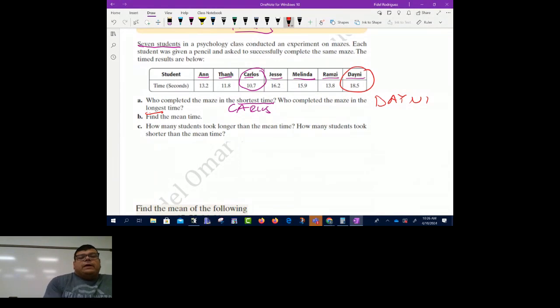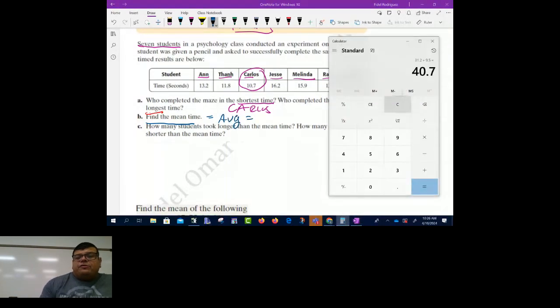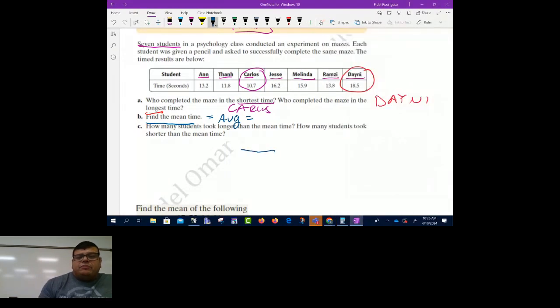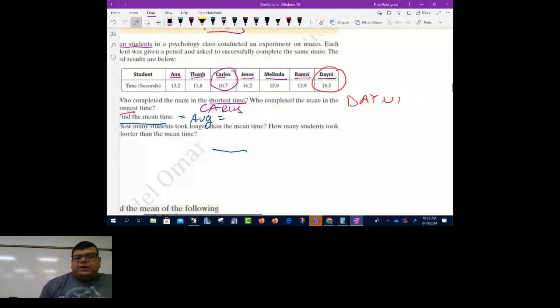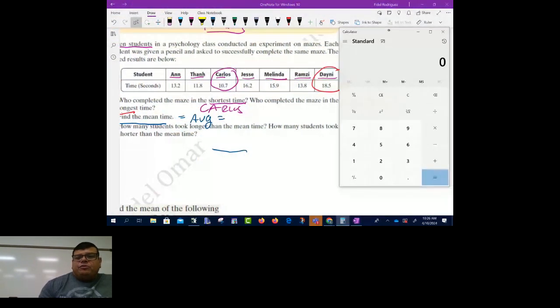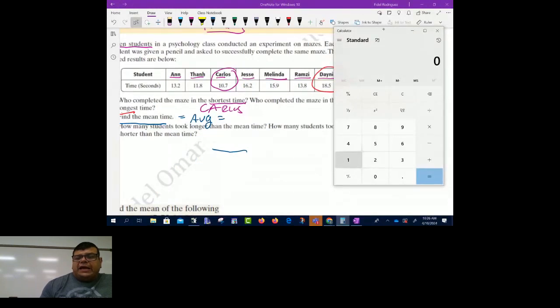Okay. Now, part B, y'all, says, can we find the mean time? That just means we are looking for the average. So, y'all, the way we're going to find our average here, okay, is we're going to take all those numbers and we're going to add them together.